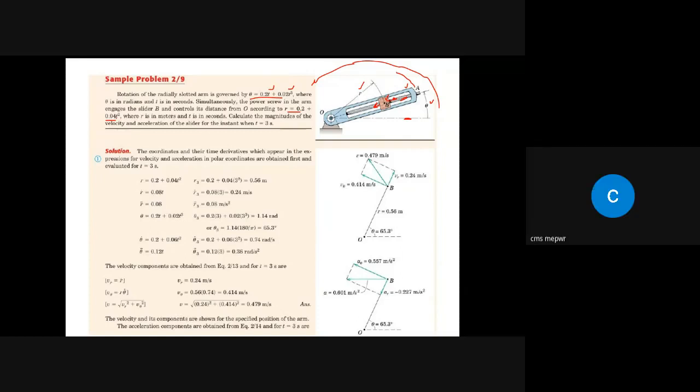Where r is in meters and theta is in seconds, what you need to do is calculate the magnitude of velocity and acceleration of the slider, meaning this object, when t is equal to 3 seconds. The good thing in this problem is that we are given theta and we are given r.